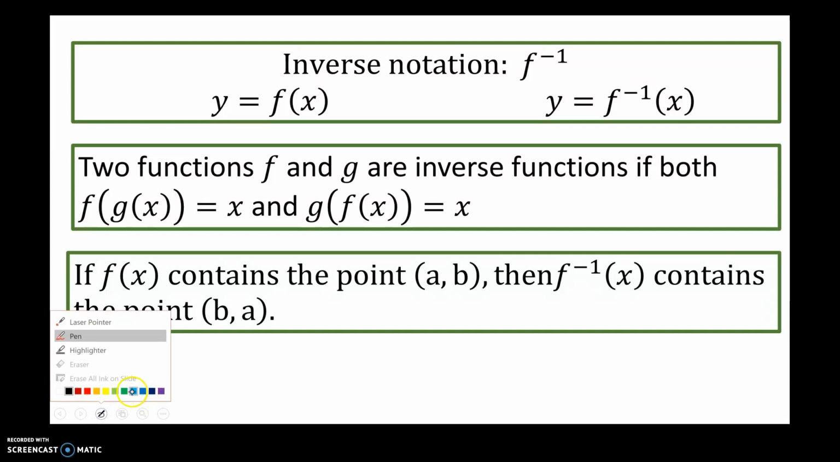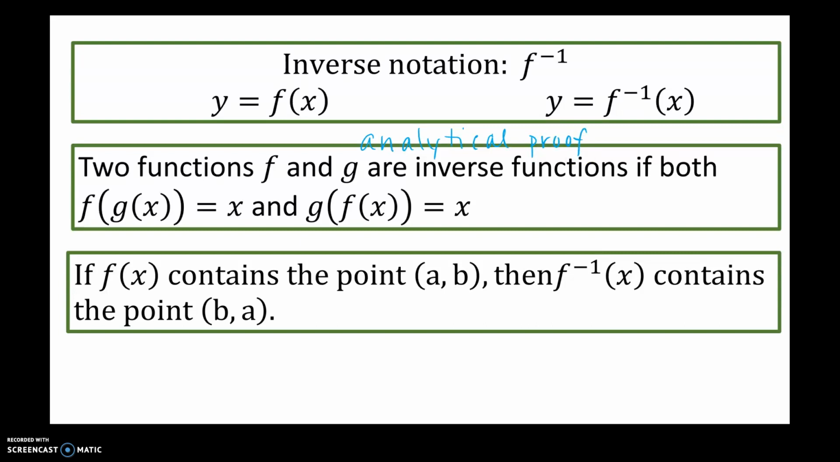Two functions are inverses of each other if f of g of x equals x and g of f of x equals x. So this is what we would call our analytical proof. Okay, so that's the math that would prove it.